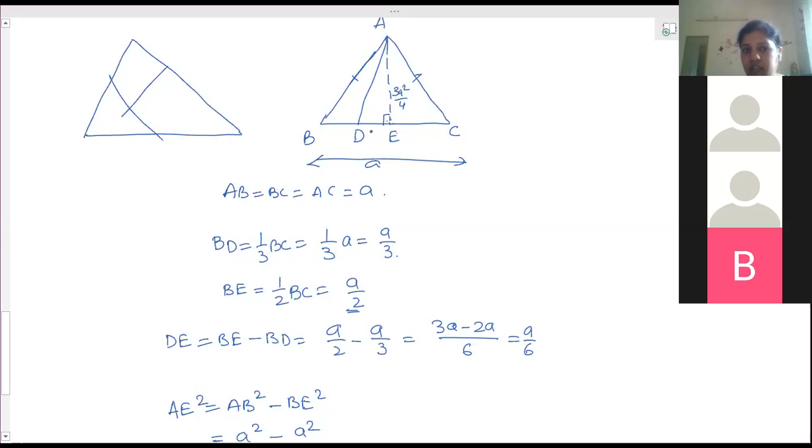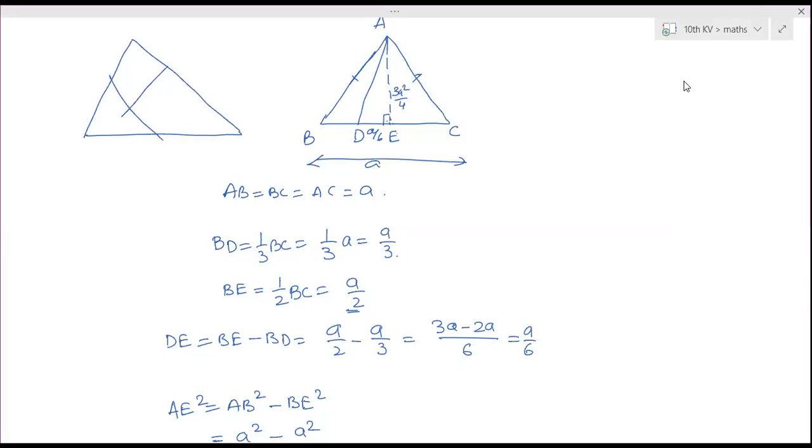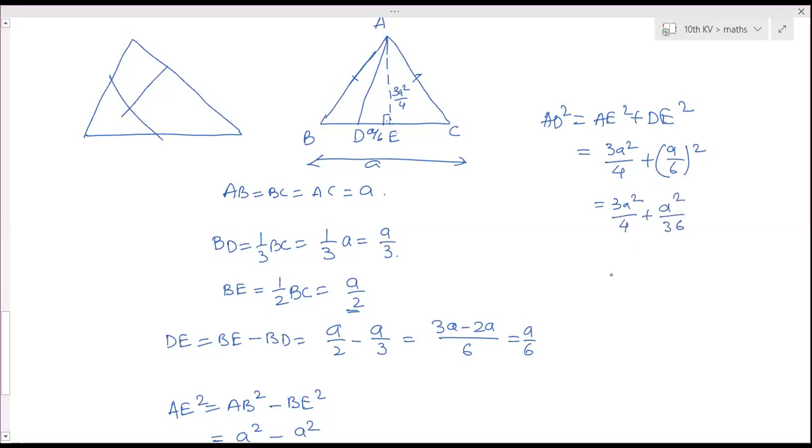AE square, DE we got as A by 6. Now use Pythagoras theorem for triangle ADE. So AD square is equal to AE square plus DE square. AE is 3A square by 4, square of this term. Now DE is A by 6 whole square. So 3A square by 4 plus A square by 36.